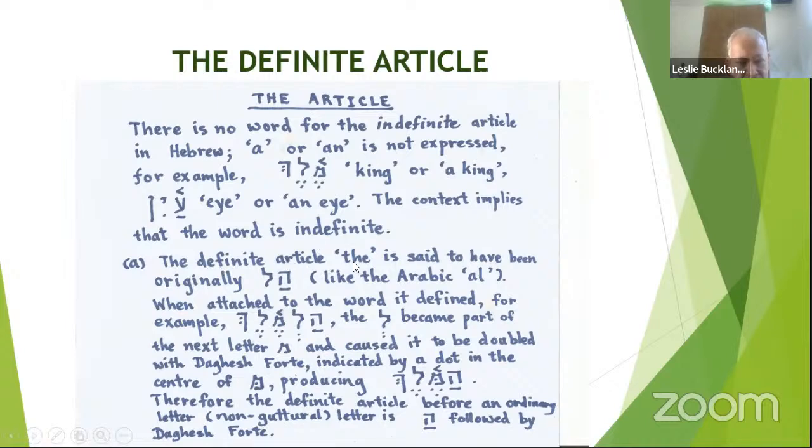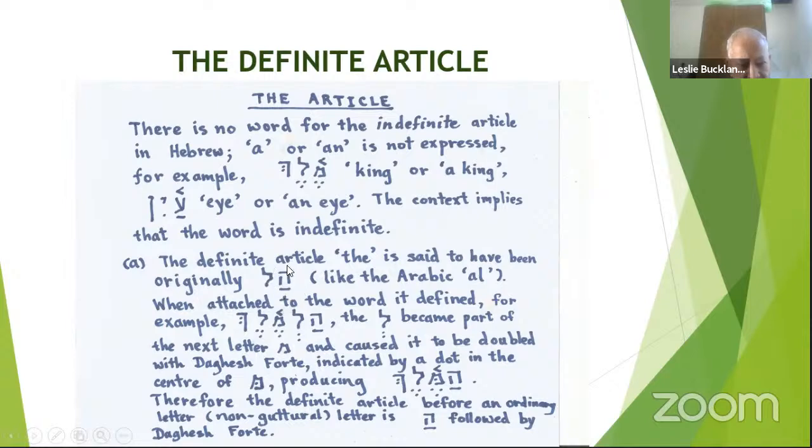The definite article the is said to have been originally hal: he, pathak, lameth. He is H, pathak is A, and lameth is L. And it is similar to the cousin language of Hebrew, which is Arabic, and that is the word al. In Arabic, the definite article is al. Originally in Hebrew, it was hal: he, pathak, lameth.